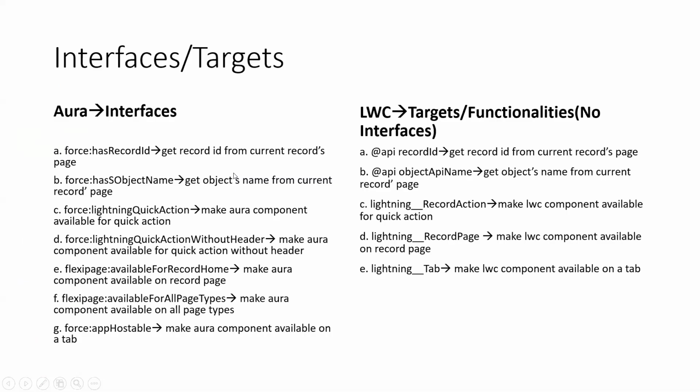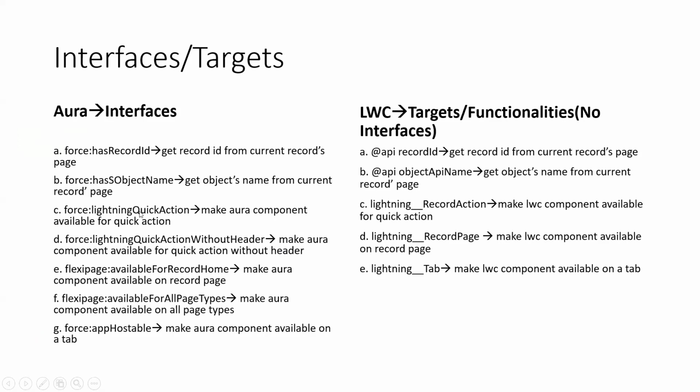Okay. So what happens is in Aura, you had interfaces for doing certain things. So let's say you had this interface called force:hasRecordId, which what it would do is on whichever record page you have this Aura component, it would get the ID of that particular object's record. Okay. So let's first go with, let's suppose this one, flexipage:availableForRecordHome or quick action.